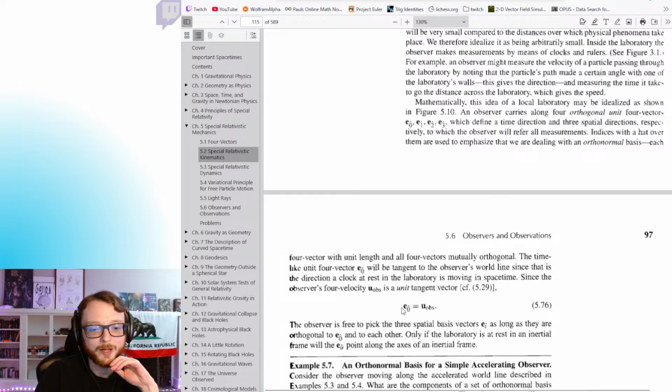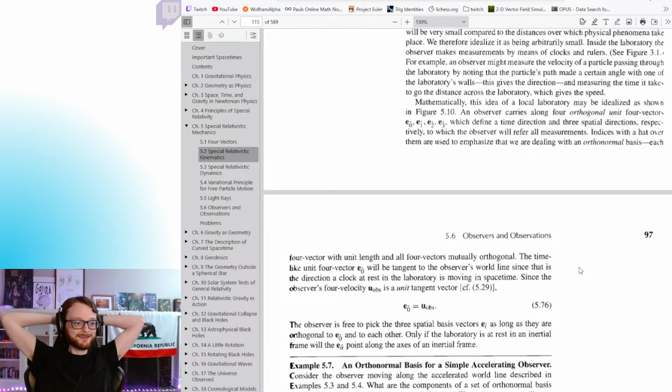And E zero hat being equal to the velocity is very weird. But I think that kind of has to be the case. I guess 0 is the time component.